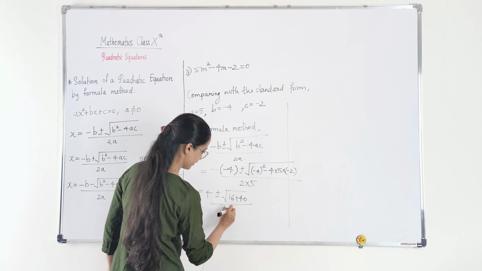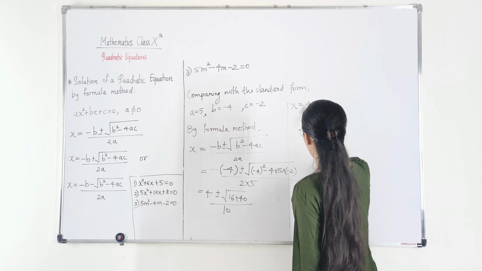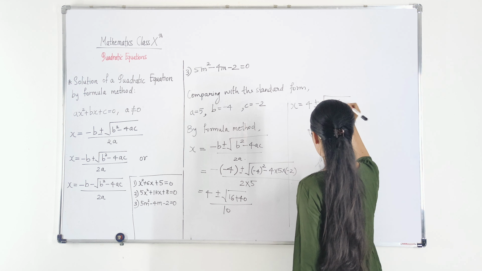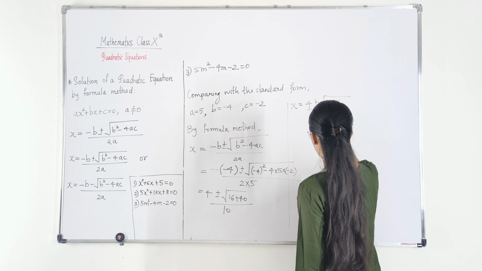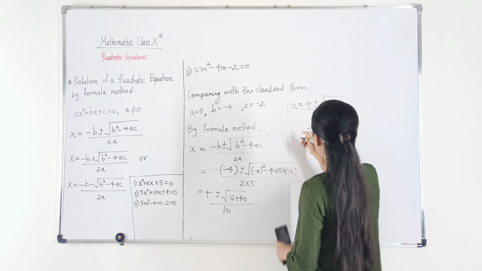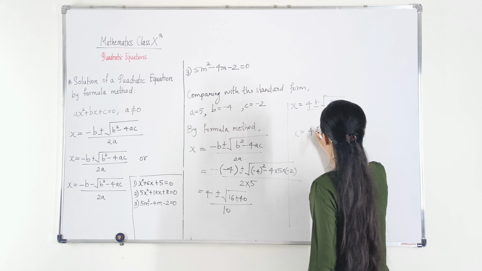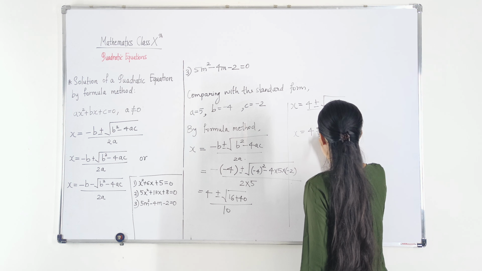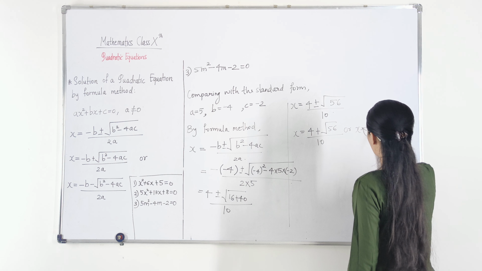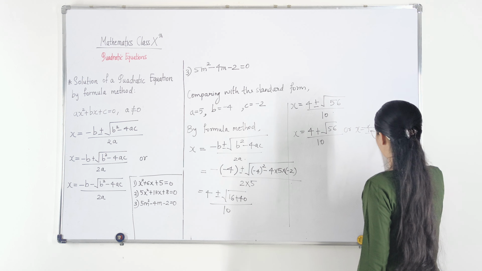The whole upon 10. So your x in this case would be 4 plus and minus under root of 56, the whole upon 10. Now this can be written as x equals 4 plus under root of 56 upon 10, or x equals 4 minus under root of 56 upon 10.